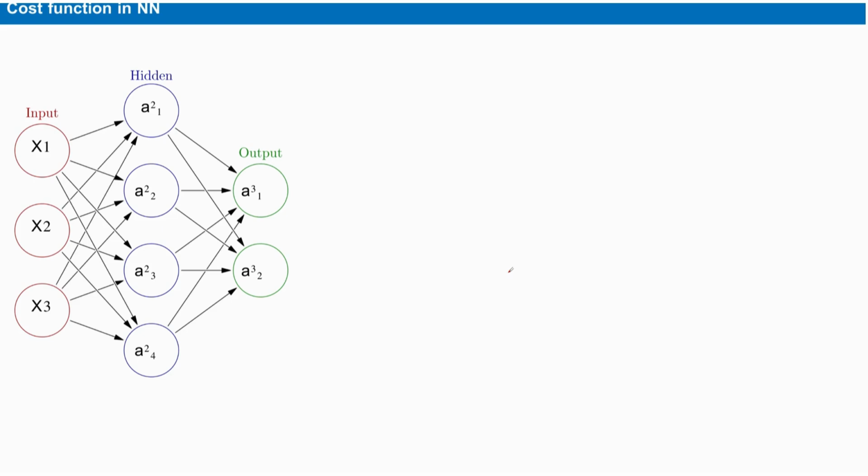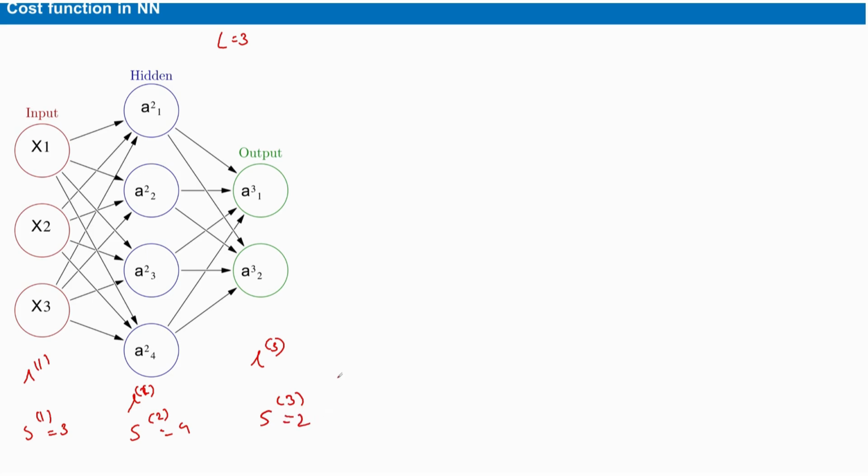As I said, here also I will give the notation. Here L is equal to 3. This is our L1, this is our L2, and this is our L3. The number of neurons in the first layer is 3, the number of neurons in the second layer is 4, and the number of neurons in the third layer is 2.